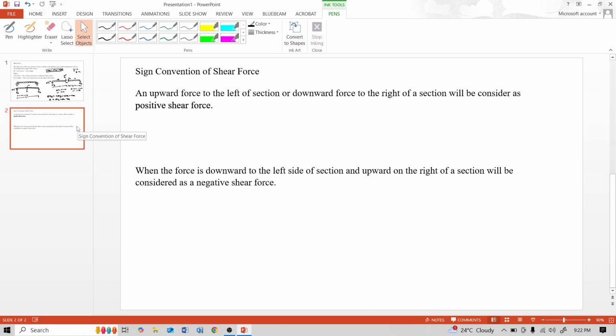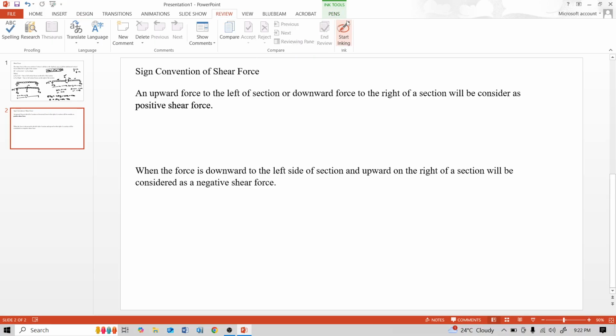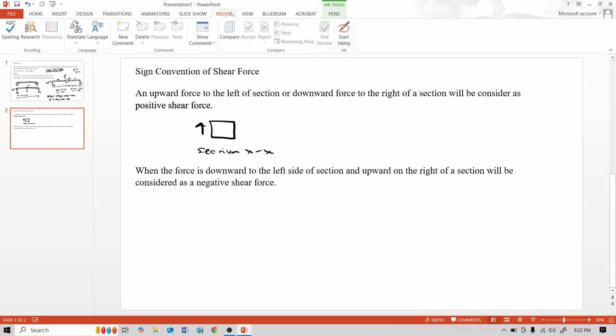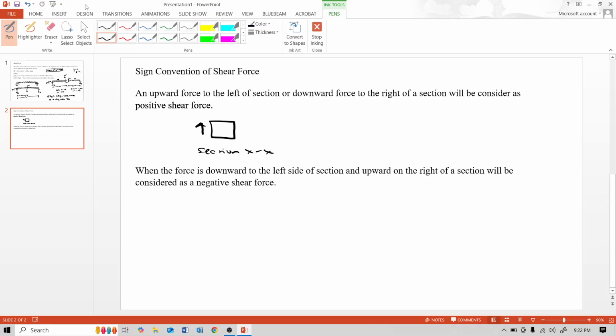And next is the sign convention of shear force. An upward force to the left of the section or a downward force to the right of the section. See, consider this is the XX section of a beam.